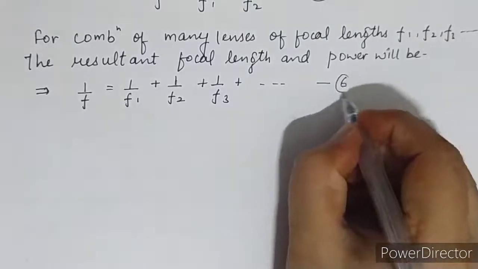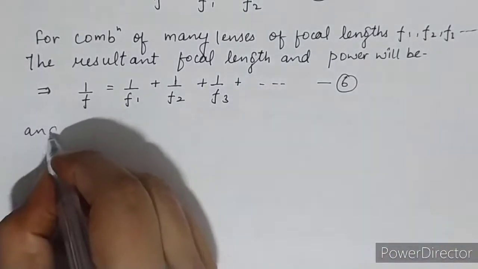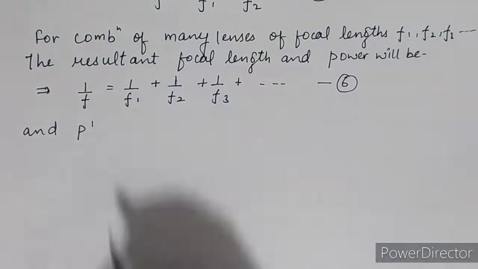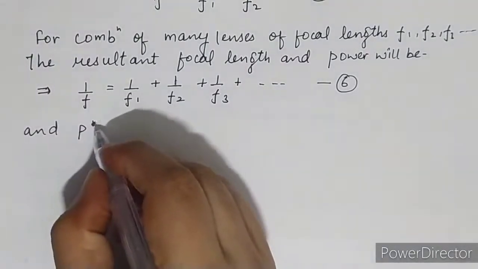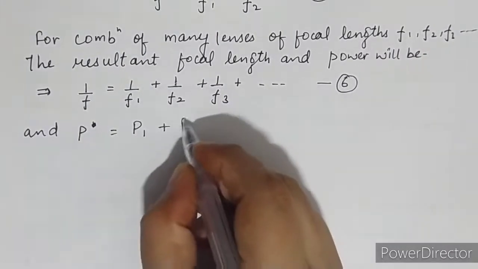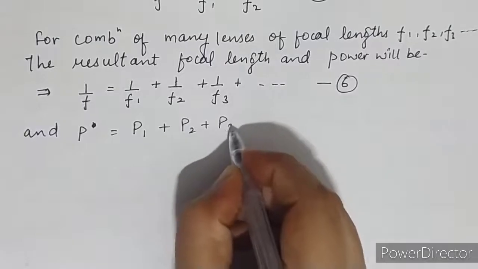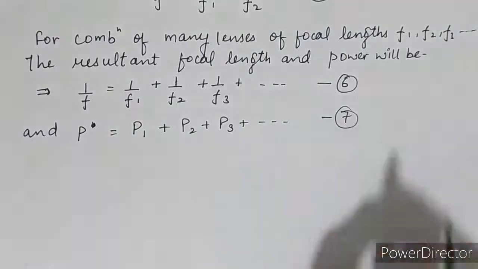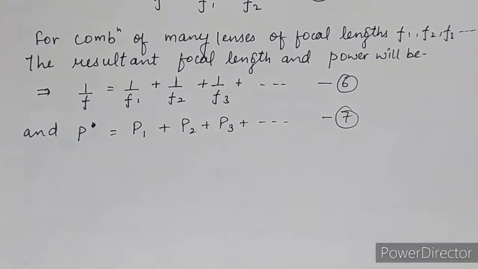Equation number 6. And the power, you know beta, power is the reciprocal of the focal length. So P is equal to 1 upon f, meaning P1, P2, P3 and so on. Equation number 7.